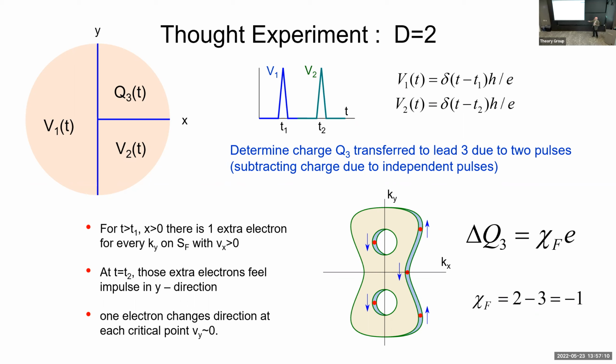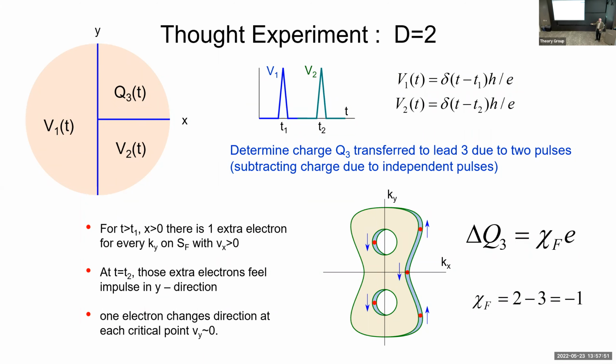Okay, and those electrons are going to change directions if they're on the side here, where the y component of the velocity is equal to 0. If you look at this picture, you can see there are 1, 2 where it changes going up, and 1, 2, 3 where it changes going down. And so the net difference is going to be -1. And that is precisely the Euler characteristic of this Fermi sea. Okay, and with a little bit of effort, you can convince yourself that this works for any Fermi sea.